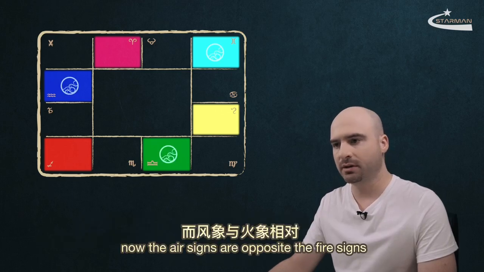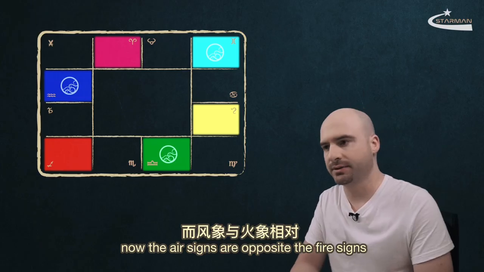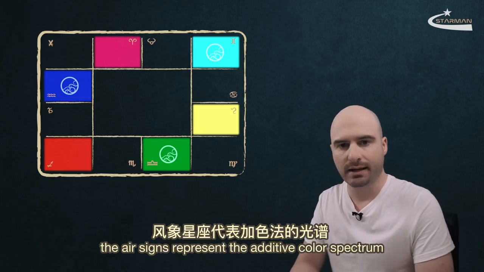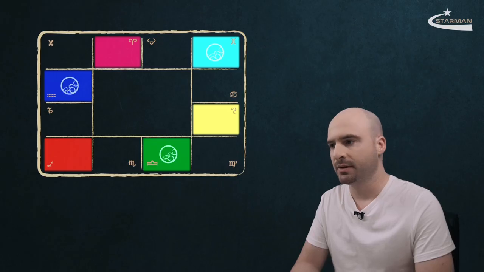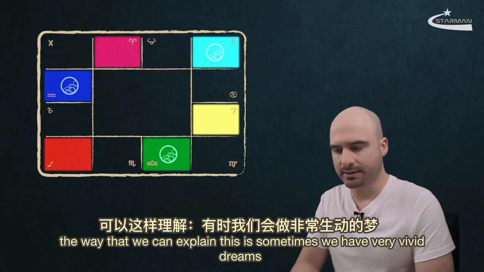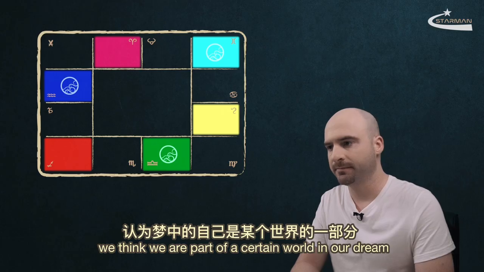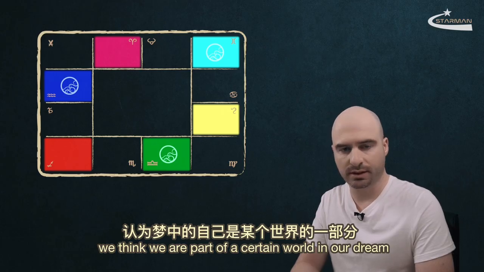Now the air signs are opposite the fire signs, right? The air signs represent the additive color spectrum, right? Sometimes the way that we can explain this is that sometimes we have very vivid dreams, right? We think we are part of a certain world in our dream.